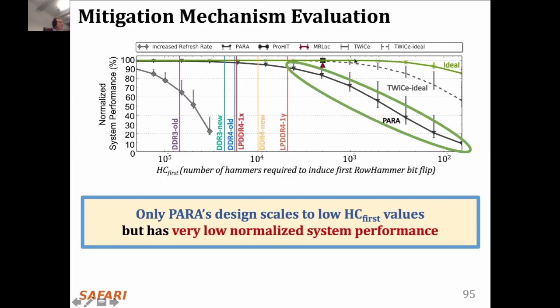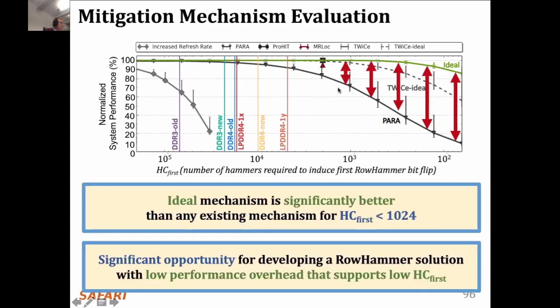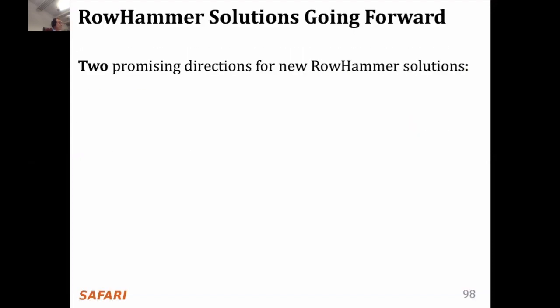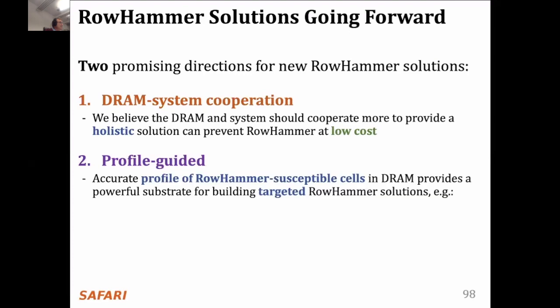Existing mitigation mechanisms actually lead to, there's only one of them that scales, which is the one that I described. But if the RowHammer vulnerability becomes much worse, like 1,000 hammers, you're going to lose about 25% of the system performance that you have. That doesn't sound good. Okay, so there's significant opportunity for developing a RowHammer solution with low performance overhead because the ideal mechanism actually scales quite well. You need to go down to 100 hammers to lose about, let's say, 60% performance over here. Okay, I'm going to skip the slide as I mentioned, but there are promising directions for RowHammer solutions, which I'm not going to talk about.